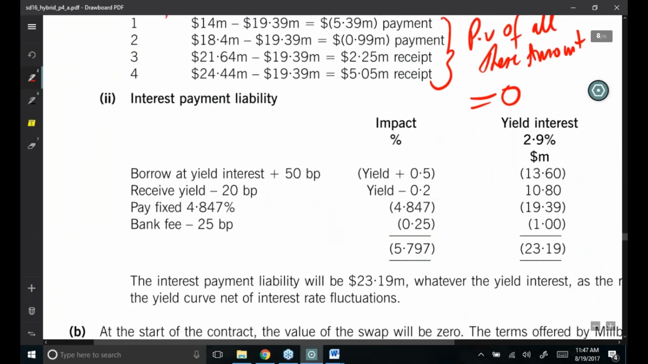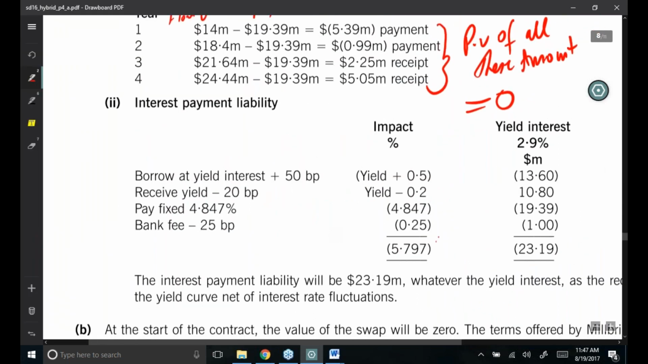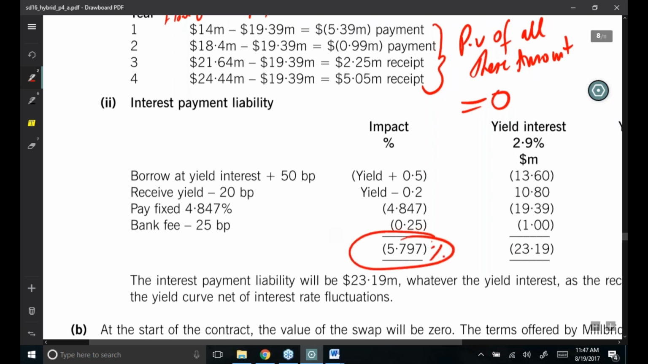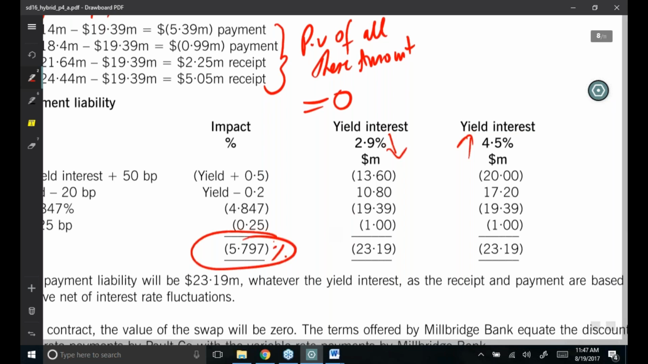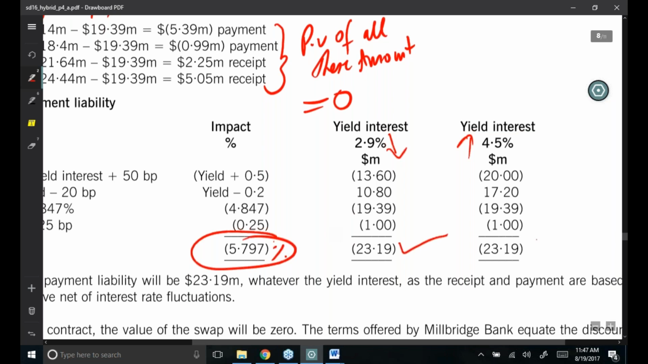Here it is. You had borrowed at yield plus 0.5. You will receive yield minus 0.2. You will pay 4.847. You will also pay the bank fee. Your final cost will be 5.79%. So the analysis is very simple. If interest rate goes down or interest rate goes up, you have changed your exposure from floating to fixed. So in both cases, you will have to pay 23.19 million.